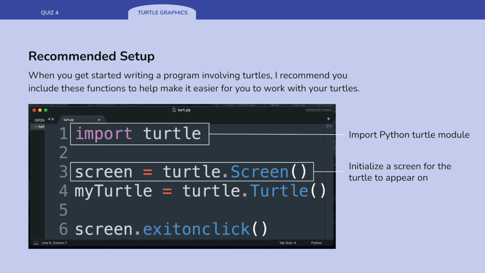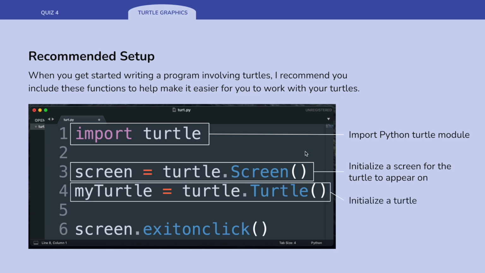The first of which is a screen. A screen is basically just a space or like a dialog box that will pop up where your turtle can appear. So the way to initialize a screen with a turtle module is to use this built-in function called turtle.Screen with a capital S. This function returns a value, and that value is the literal screen that your turtle will live on. So you should assign this to a variable so that you can utilize it later on. I always just call this variable screen and call it a day.